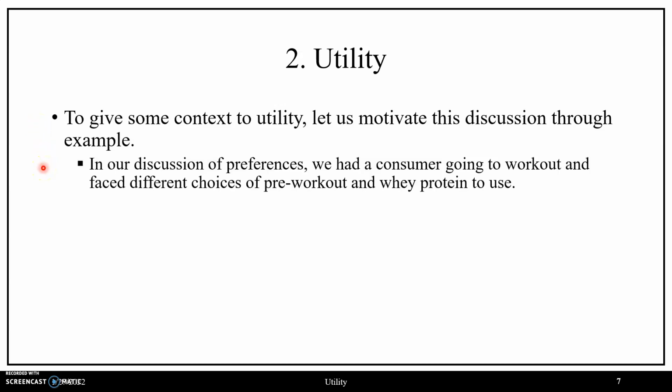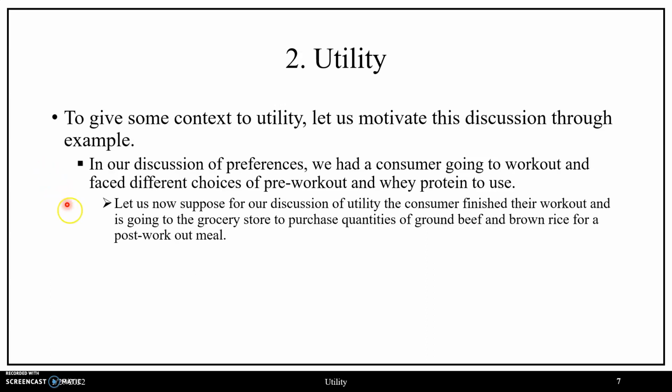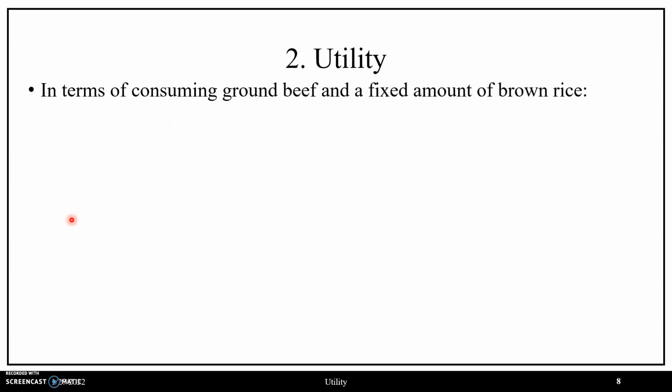In our discussion of preferences, we had a consumer going to work out and facing different choices of pre-workout and whey protein to use. So let us now suppose for our discussion of utility, the consumer finished their workout and is going to the grocery store to purchase quantities of ground beef and brown rice for a post-workout meal. To begin this analysis of utility, let us suppose that the consumer is consuming a fixed amount of brown rice and is varying the quantities of ground beef that they are consuming.